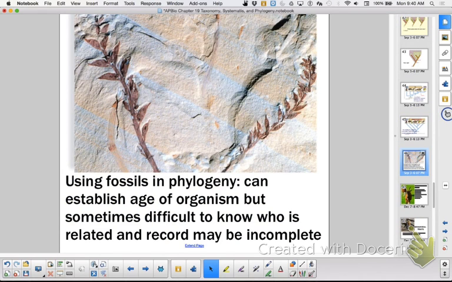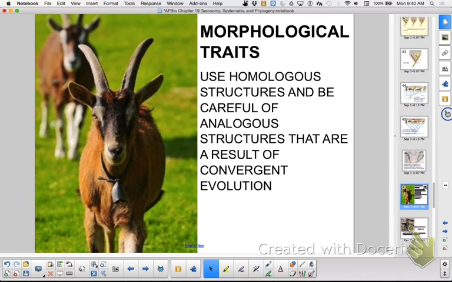So using fossils in phylogeny, you're limited by the types of structures that are fossilized. So it's difficult to know who is related. Okay, you do look at morphological traits. You look at homologous structures. You're very careful of analogous structures that are a result of convergent evolution. We've talked about that. So morphological traits use homologous structures, and be careful of analogous structures.